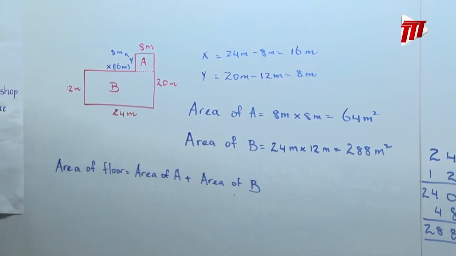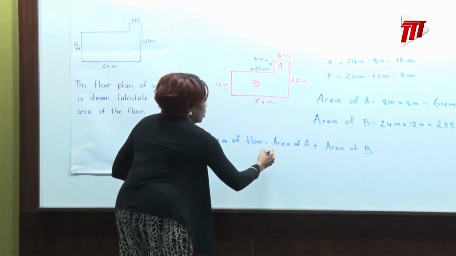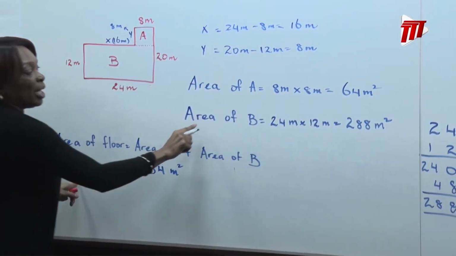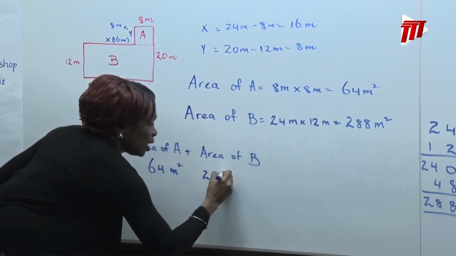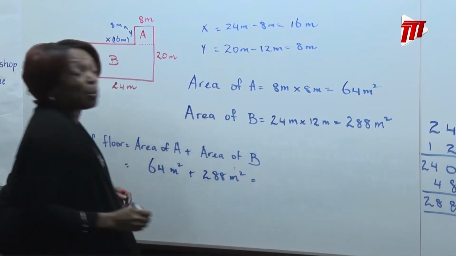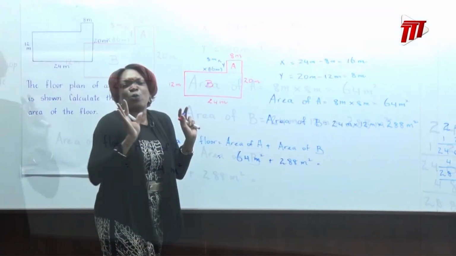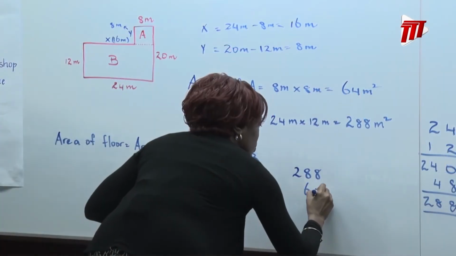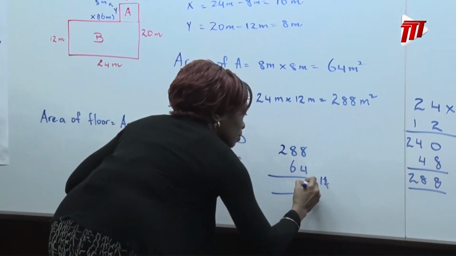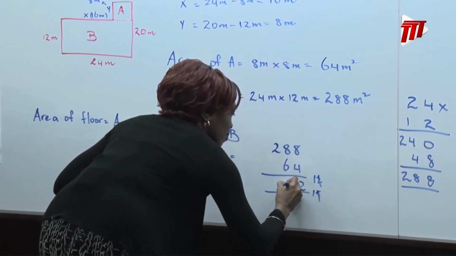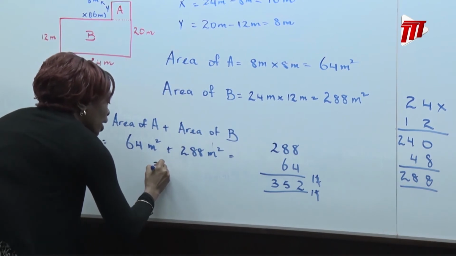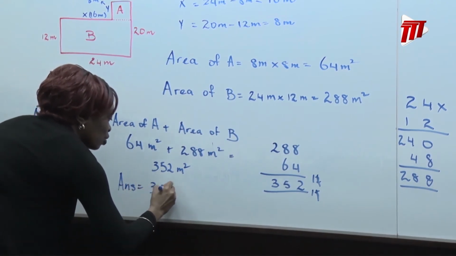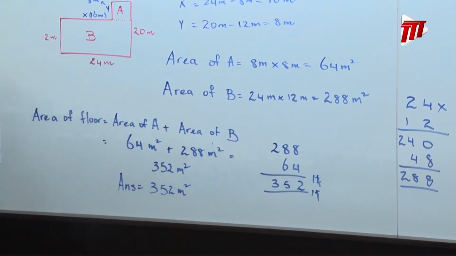Children, are you seeing what I just did there? All we are going to do now is put down the information. What is the area of A? 64 meters squared. What is the area of B? 288 meters squared. We put our add sign. And then we proceed to add. So far, so good? I know some of you have already worked this out, you know. So we're going to add. 8 and 4, 12. 8 and 6, 14, and 1, 15. 3. So we got 352 meters squared. So the answer to this question is equal to 352 meters squared. Are you seeing that, boys and girls?